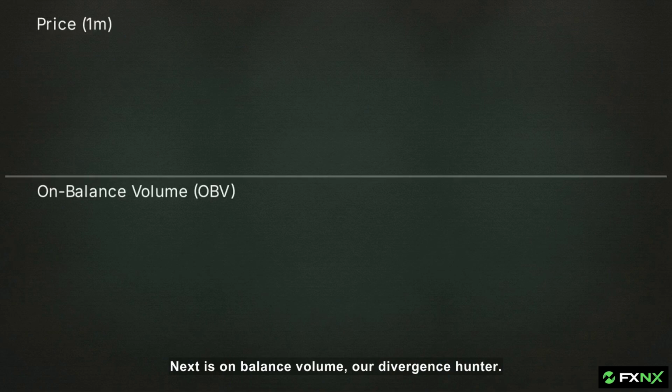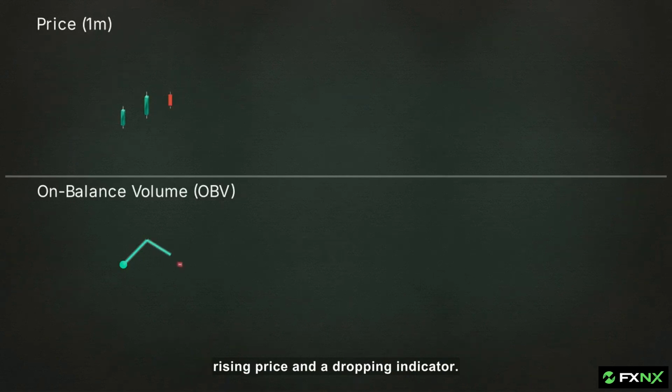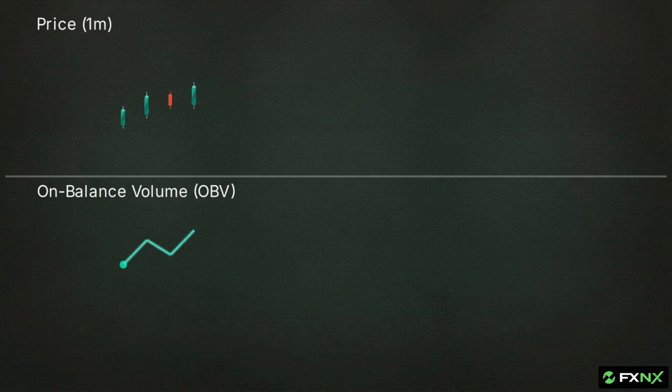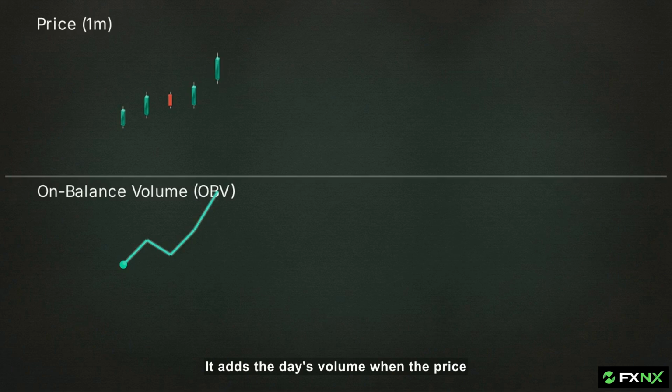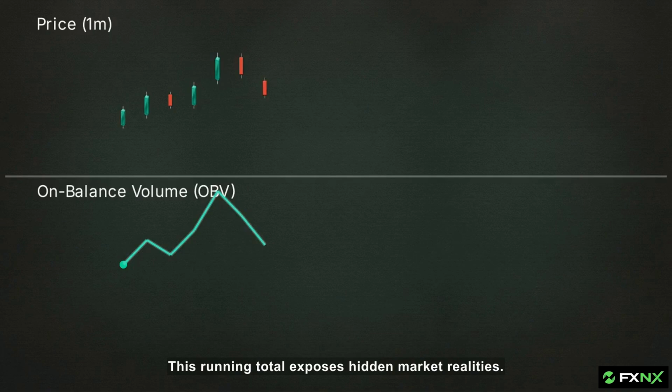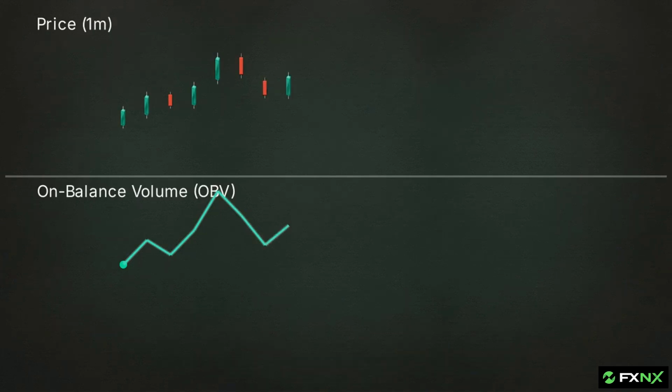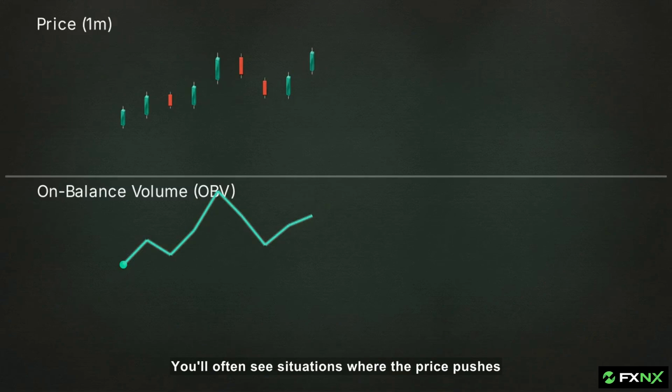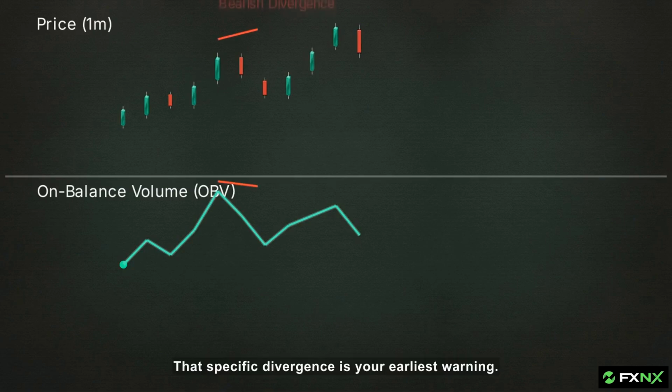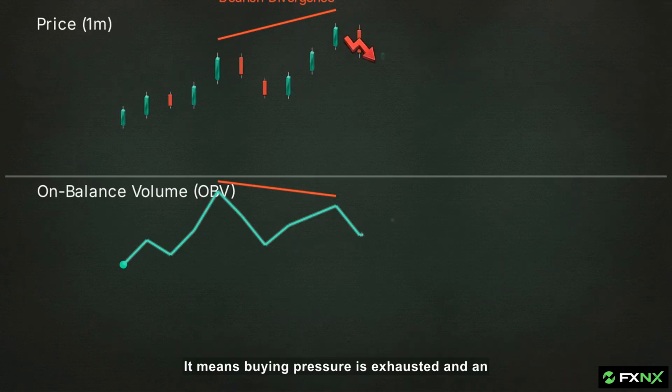Next is on-balance volume, our divergence hunter. This chart shows a stark contrast between a rising price and a dropping indicator. OBV tracks the continuous flow of volume. It adds the day's volume when the price closes up and subtracts it when the price closes down. This running total exposes hidden market realities. You'll often see situations where the price pushes to a new high, but the total volume is actively shrinking. That specific divergence is your earliest warning. It means buying pressure is exhausted and an institutional reversal is imminent.